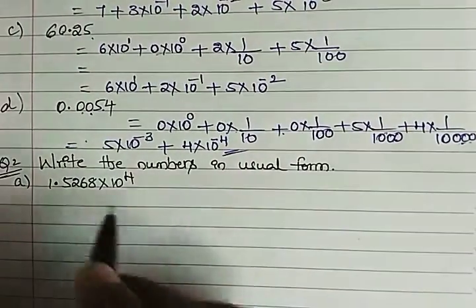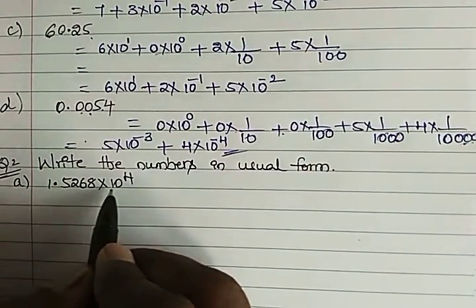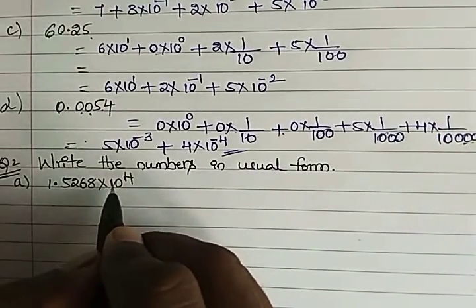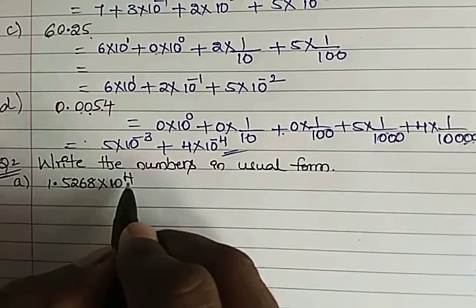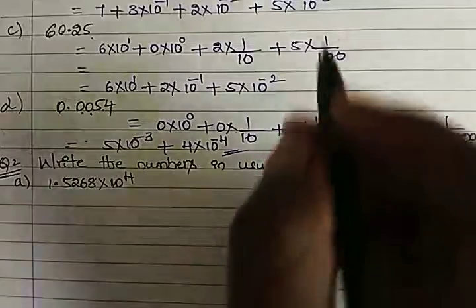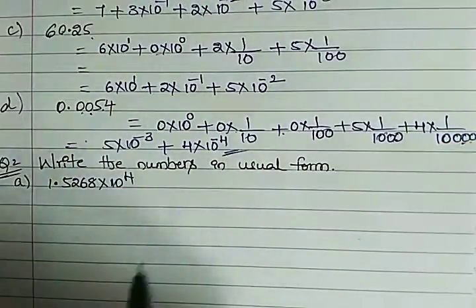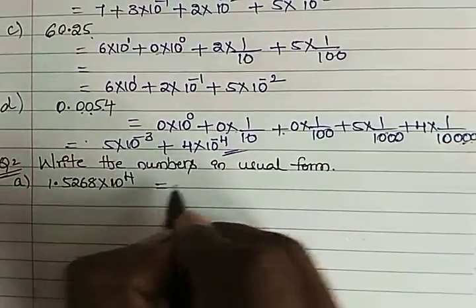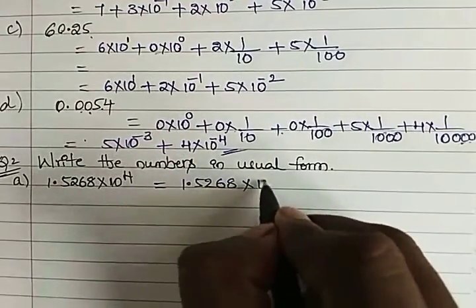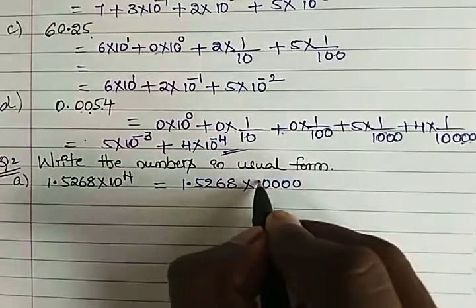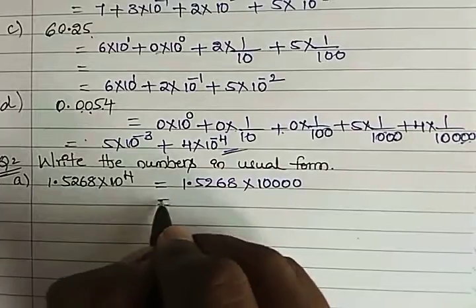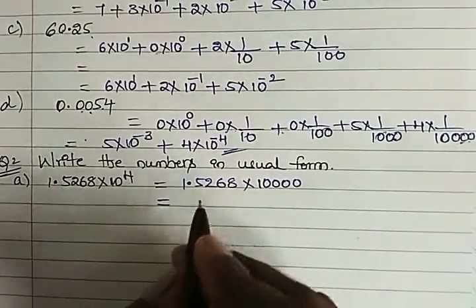This is question number 2, and the first one is 1.5268 into 10 power 4. Writing in usual form means that the question is given in exponential form, so multiply it, simplify it and write in the usual form, the way we had the questions given in question number 1. So this is 1.5268 into 10 power 4, which means 10 into 10 into 10 into 10, 4 times multiplied by 10.